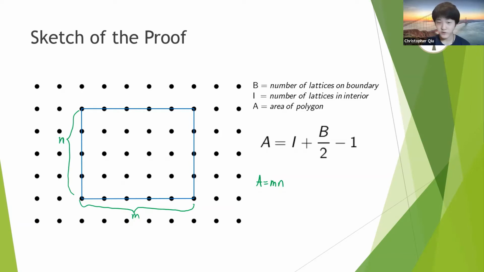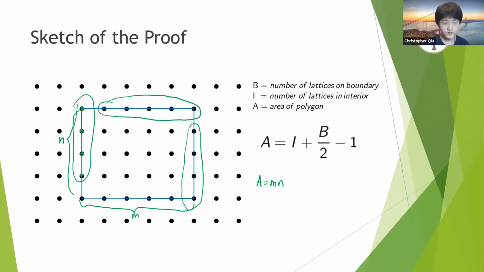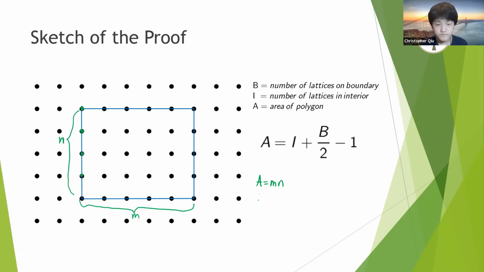And the number of boundary lattices is 2m plus 2n. So we're counting these lattices on the edges and the corners of this rectangle. And there's a total of 2m plus 2n of them. You can see this by noticing that here there are n lattice points. Here there are m lattice points. And then the same here: there are n lattice points here, and there are m here. And that's where 2m plus 2n comes from. So B is equal to 2m plus 2n.